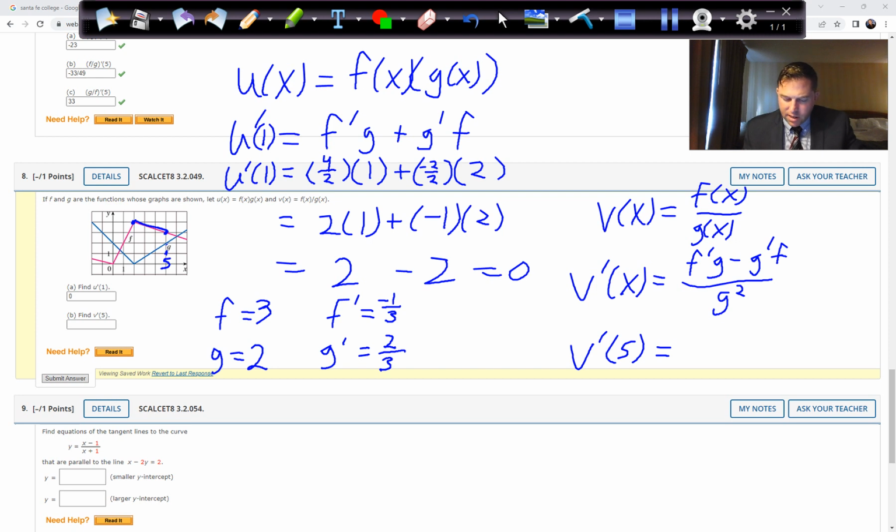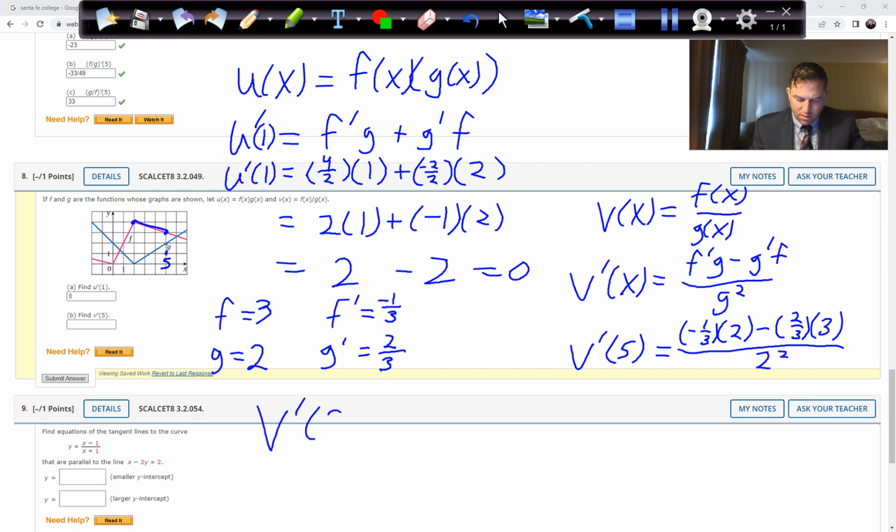Okay, so putting that all together, we would have -1/3 times g, which is 2, minus g prime, which is 2/3, times f, which is 3, all divided by the original g, which is 2 squared. So we're going to get on top -2/3 minus 2/3 times 3. I'm actually going to write this as -6/3 all divided by 4. This is going to be -8/3 all divided by 4.